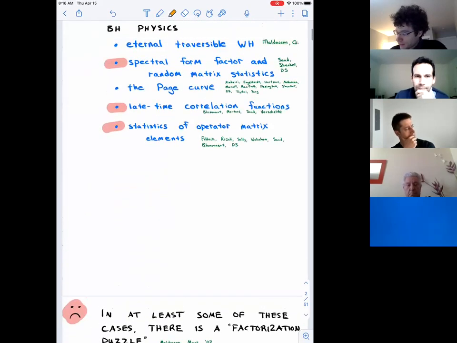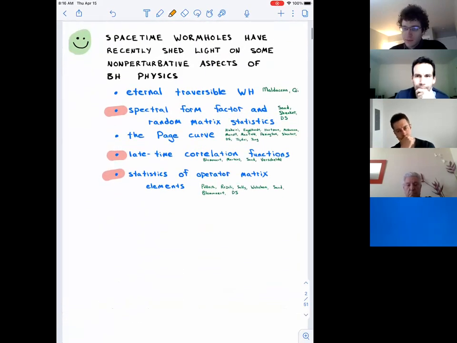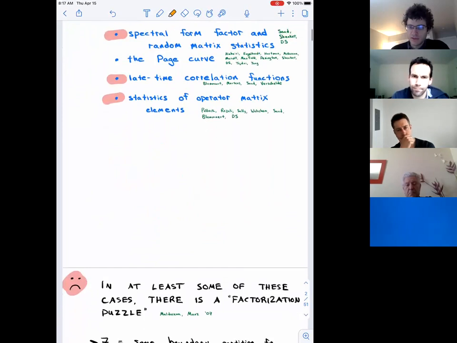But look, when you do include these effects, they are giving you something good. They're explaining a lot of deep quantum properties of the black holes. And so clearly there's something that is right about these wormholes. So I think it's too quick to just say that they should not be included.